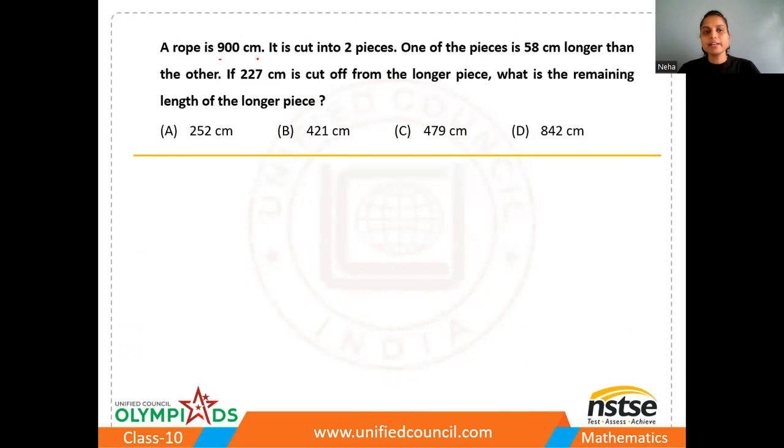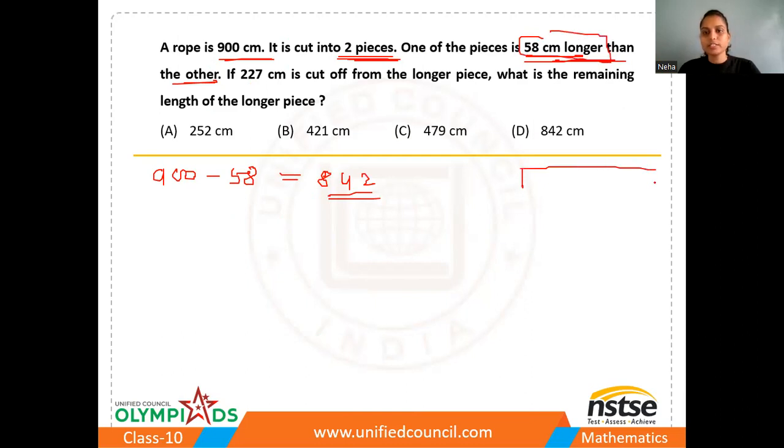A rope is 900 centimeters. It is cut into 2 pieces. Okay, so basically, there is a rope which is 900 centimeters and it is cut into 2 pieces. One of the pieces is 58 centimeters longer than the other one. That means 900 minus 58 is equal to 842, right? One piece should be 58 centimeters long.